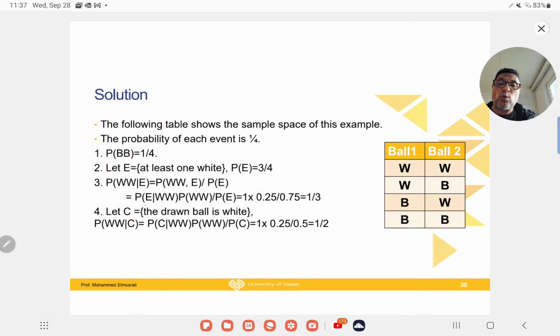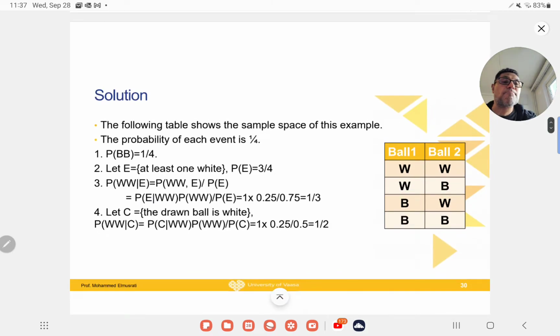So this will be 1, as you can see here. This will be 1 times the probability of white, white, which is 0.25, divided by the probability of E, the probability that at least one ball is white, which we calculated already as 3 over 4. Then this probability will be 1 over 3.